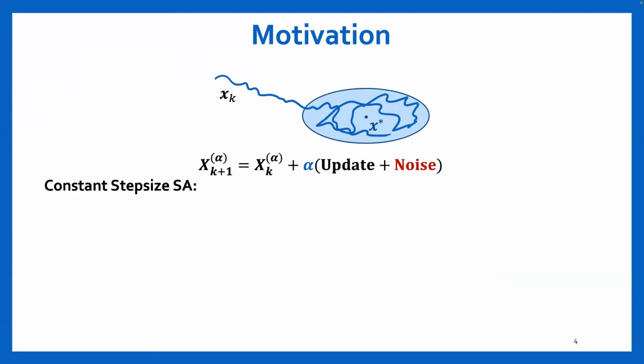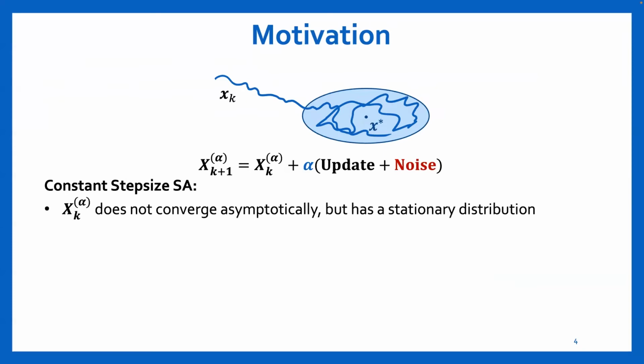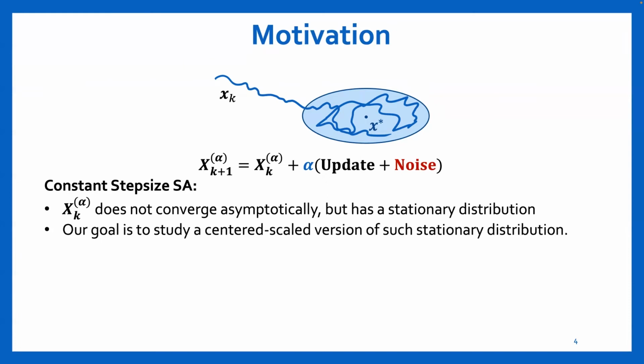As we discussed earlier, the iterate x_k of alpha, associated with constant step size alpha, does not converge asymptotically, but has a stationary distribution. So the goal of this work is to study a centered and scaled version of such stationary distribution. We want to characterize the stationary distribution.